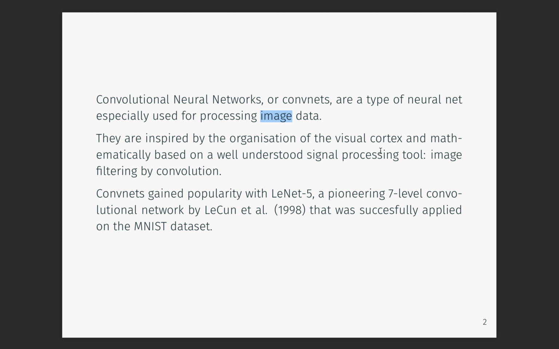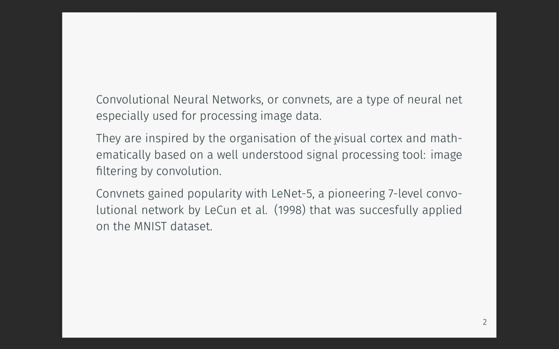The tool they are based on is image convolution. Image convolution is a way of filtering a picture to create some kind of filtered version of your picture. This is a well-understood mathematical tool that people have been using for a very long time, way before AI and neural nets. And we know as well that this is a kind of operation that the brain does.